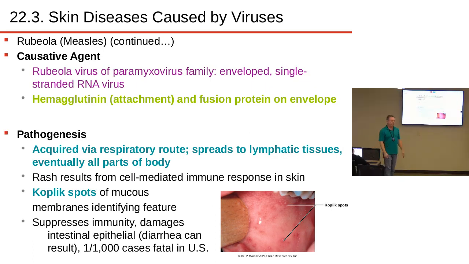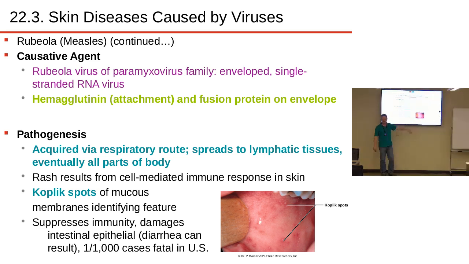So causative agent, rubeola virus, paramyxo family. Again, I don't ask you questions about matching family and virus, but you will notice as we continue moving forward in the last few chapters we have left of the semester that paramyxo is a pretty popular family of viruses that cause disease in humans. So just kind of focus on those things just to see the connections.